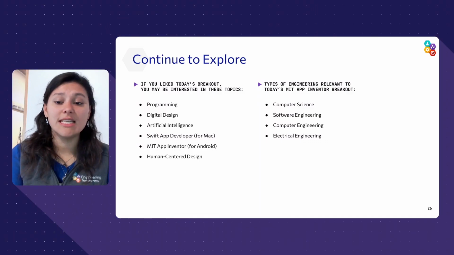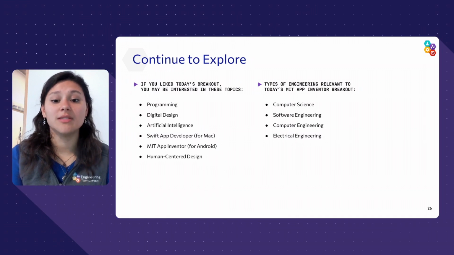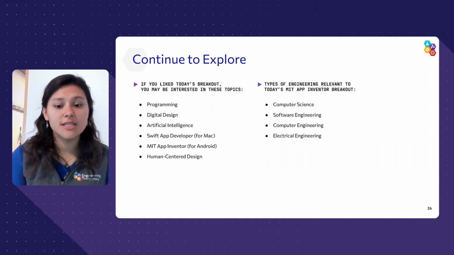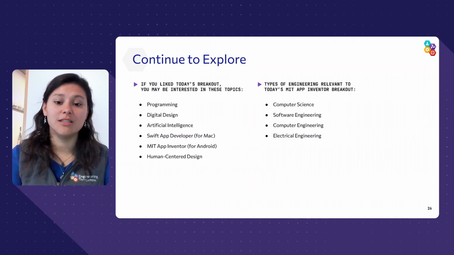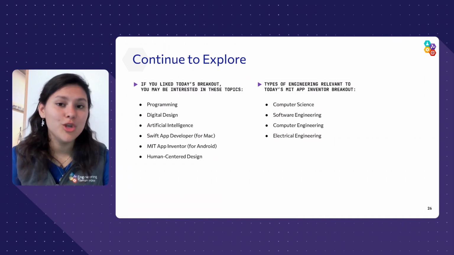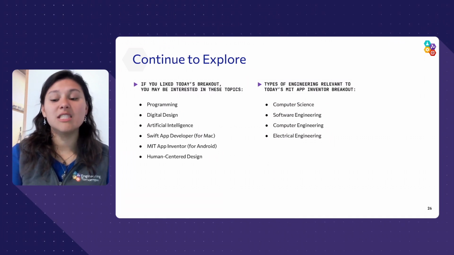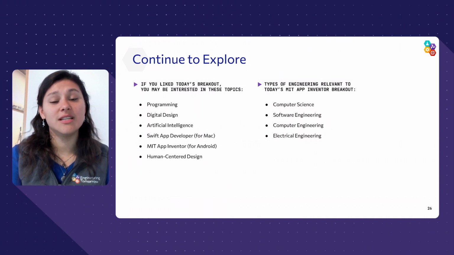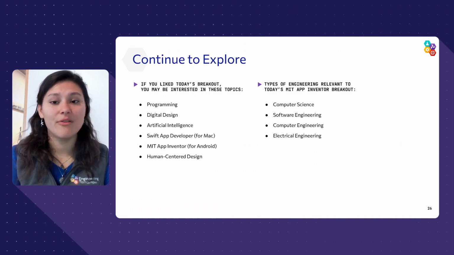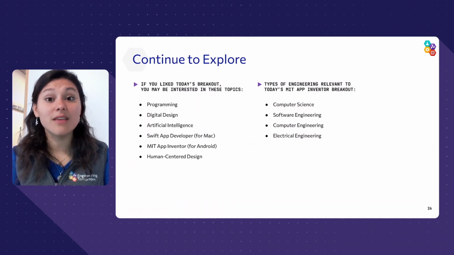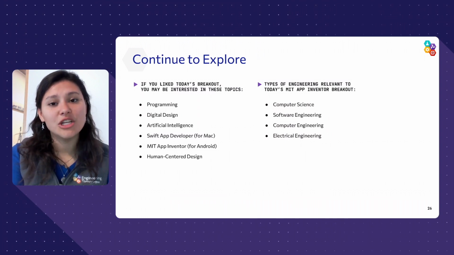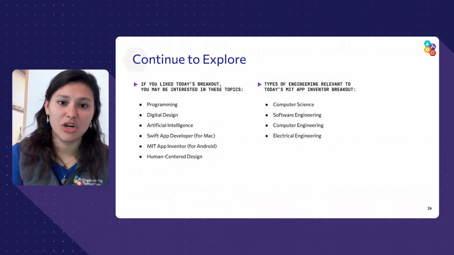If you're interested in today's breakout, you may be interested in topics such as programming, digital design, artificial intelligence, app development, and human-centric design. The specific types of engineering relevant to today's MIT App Inventor breakout include computer science, software engineering, computer engineering, and electrical engineering. These are the types of engineering that you might study in college or major in college if you really want to become an app developer or app designer.